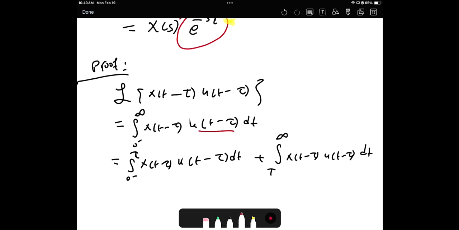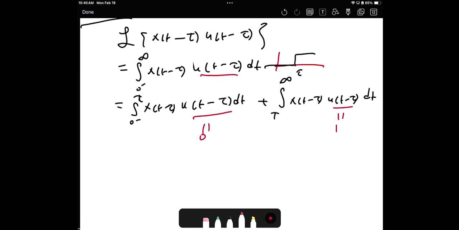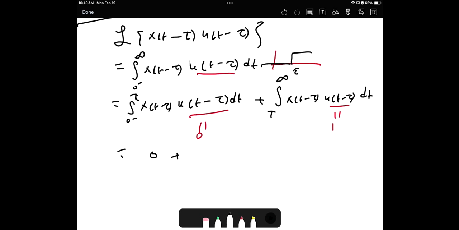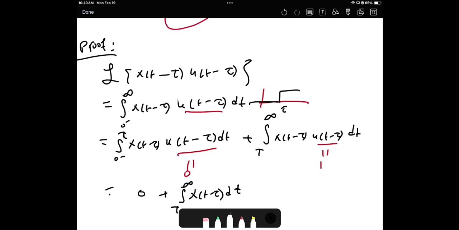And u of t minus tau is actually operated at t equal tau. Before that, it will be 0. This yields this part to be 0 and this part equal to 1. So the output will be 0 plus the integral from tau until infinity of x of t minus tau dt. Oh, I missed the exponential form, e to the power negative st.